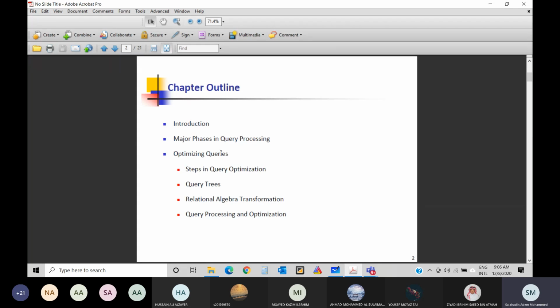Then I'll talk about optimizing queries. How do we optimize them? How do we make them run very fast? So we'll talk about steps in query optimization. We'll talk about something called a query tree. Okay, relational algebra transformations and query processing and optimization.